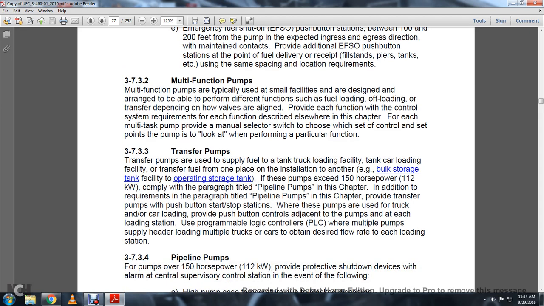3733 Transfer pumps. Transfer pumps are used to supply fuel to the tank of the truck loading facility, tanker car loading facility, and to transfer fuel from one place in the installation to another. Bulk storage facilities, open storage tanks.